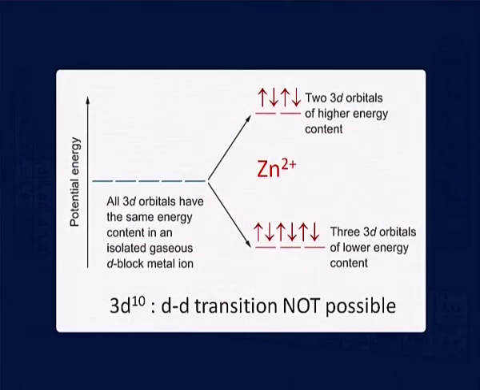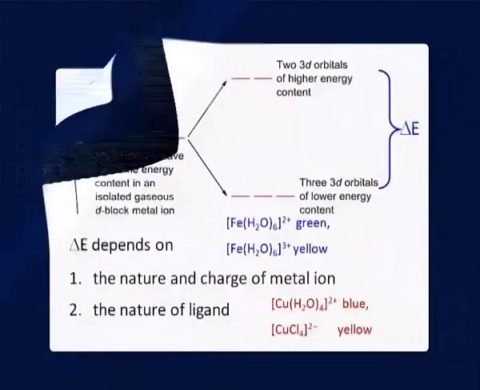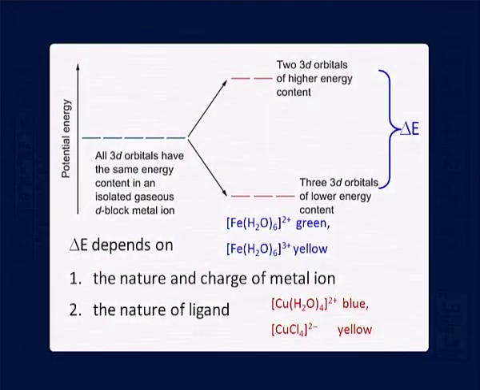Let us see the case of zinc 2+. Here all the d orbitals are filled with electrons. There is no vacant d orbital, and therefore, no d-d transition is possible, and the compound of zinc 2+ will be colorless. Similarly, in case of scandium 3+, we have no electron, although we have all the vacant d orbitals, but there is no electron available, and therefore, here also d-d transition is not possible, and this compound will be colorless.